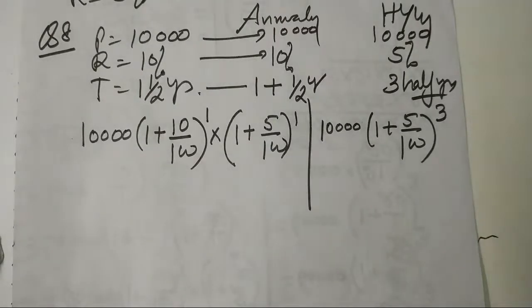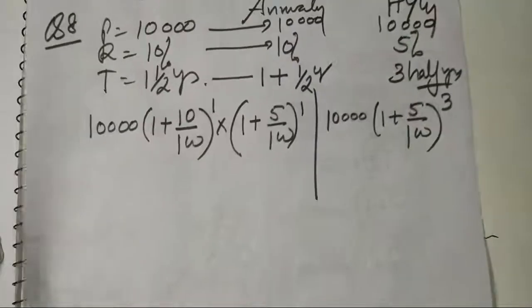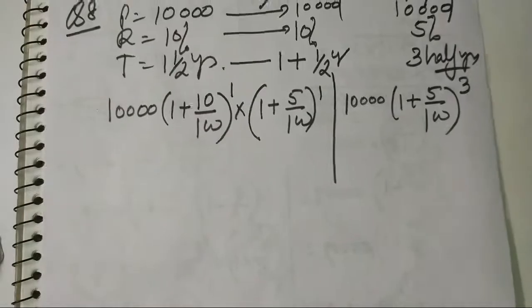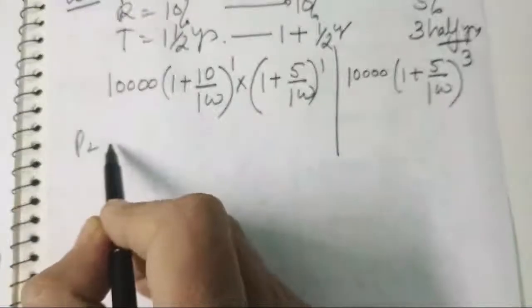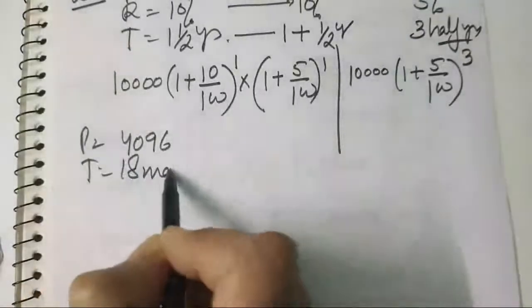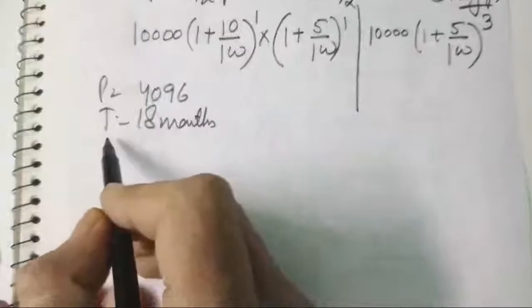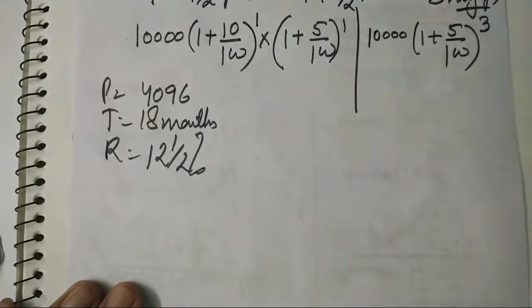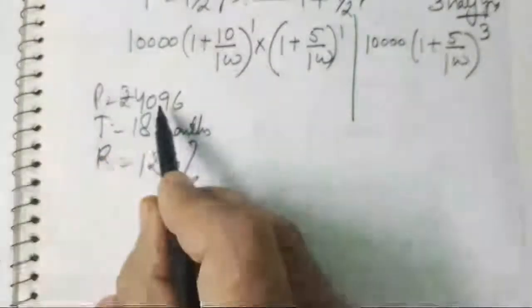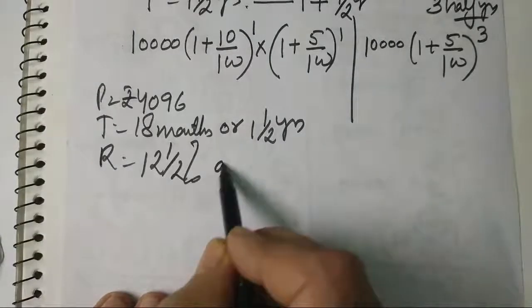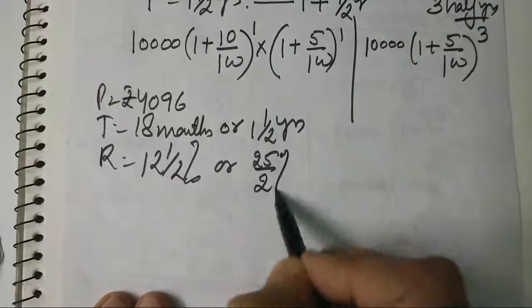Then question number 9. In question 9, it is given, find the amount which Ram will get on 4096 if he gave it for 18 months. So the principal is given, 4096, time is given 18 months. Now just the figure is given in a different way, otherwise the method is same: 12.5% and compounded half yearly. So first we will write the principal is this. 18 months means how much? 1.5 years, and 12.5 means 25 upon 2%.